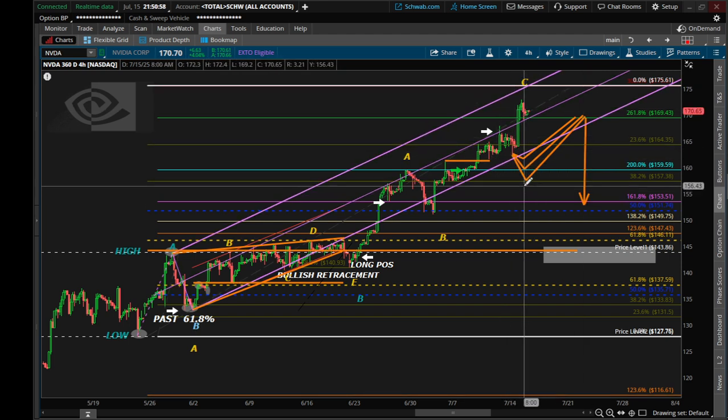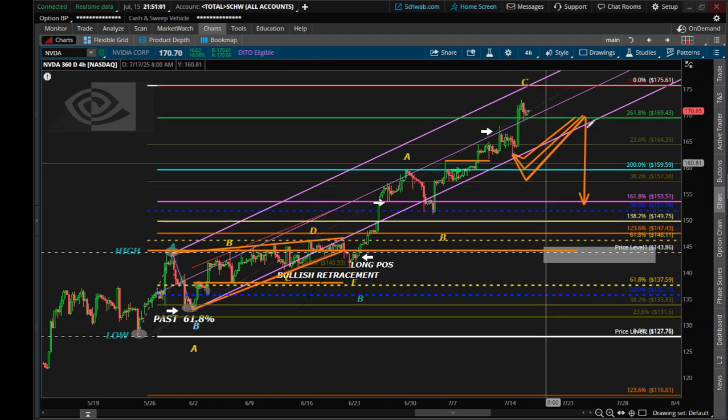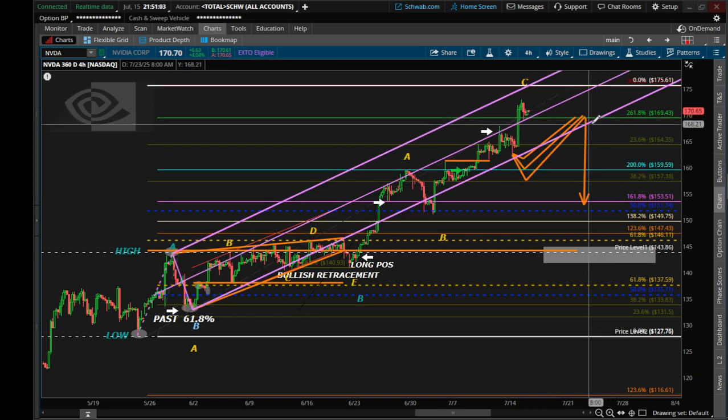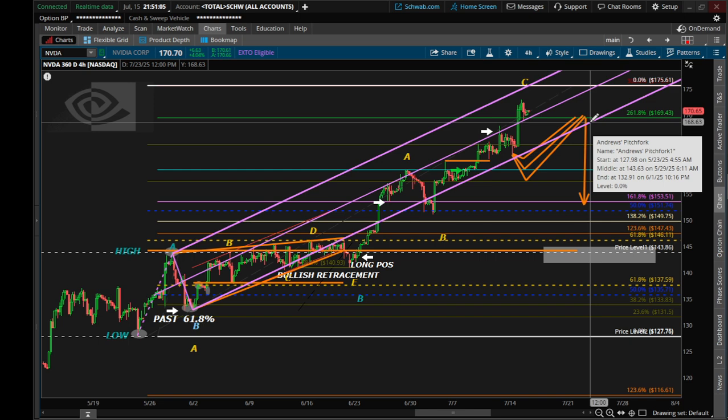On Sunday, when I said it was going to come down to 38.2 and come back up, I noticed the 261.8 intersected with the Pitchfork. So I thought that was a nice, significant go-to for price action. Okay, so that's what stuck out.